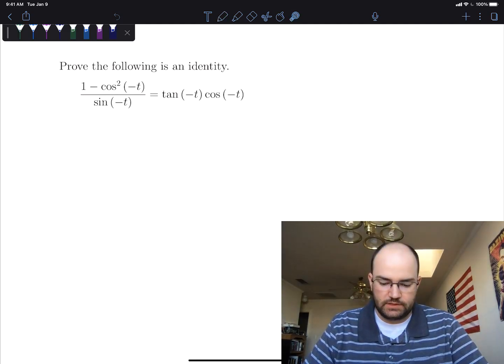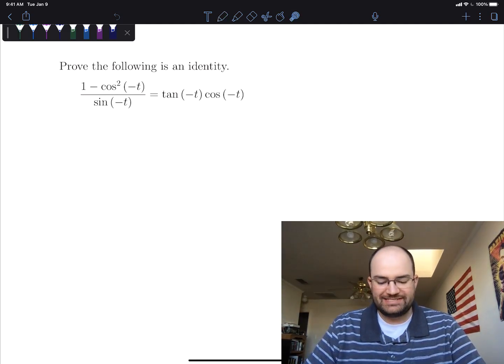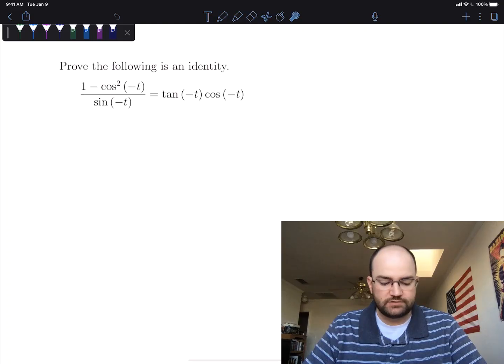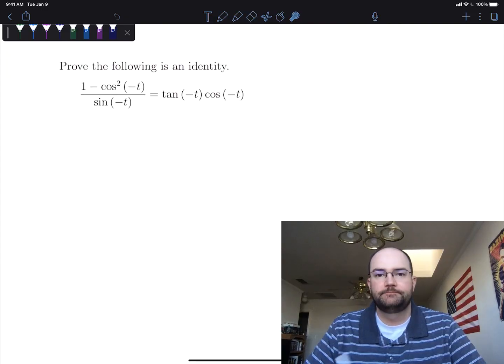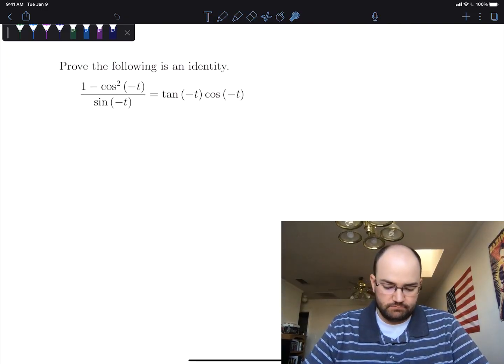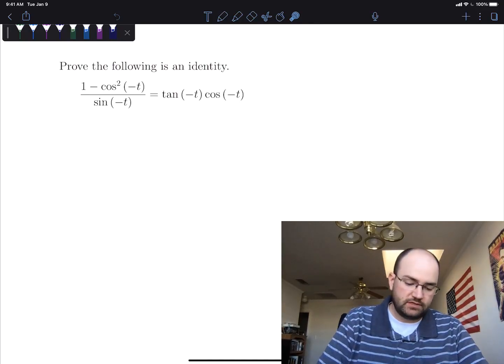Hello. In this video, we want to prove the following is an identity. 1 minus cosine squared of negative t over sine of negative t equals tangent of negative t cosine of negative t. Okay, so honestly, the left-hand side looks the most difficult to me. So let's go ahead and start with that one.